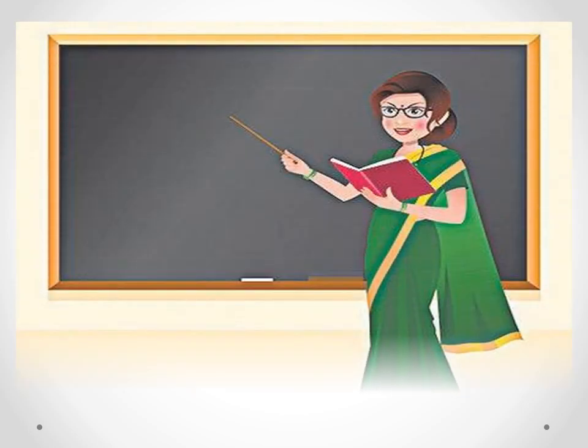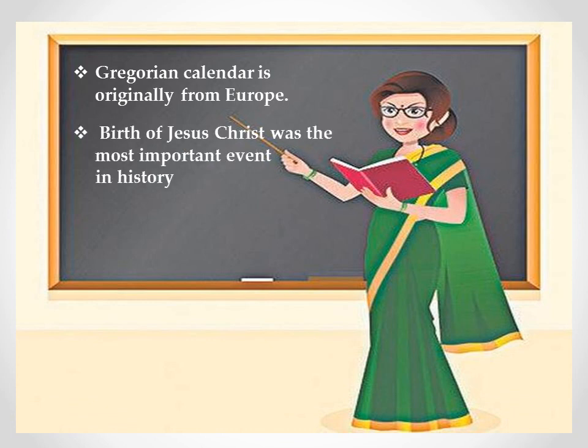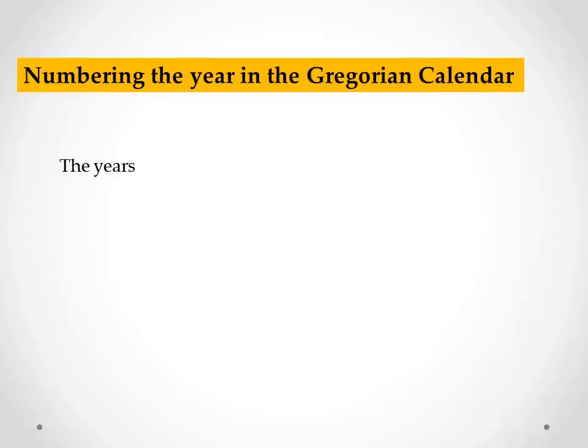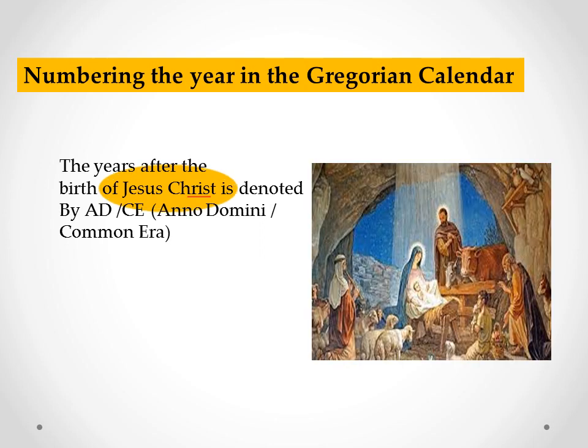Children, you know that the Gregorian calendar is originally from Europe, and the birth of Christ is one of the most important events in history. So, the numbering in the Gregorian calendar starts after the birth of Christ. The years after the birth of Jesus Christ are denoted by AD or CE. AD means Anno Domini and CE means Common Era.